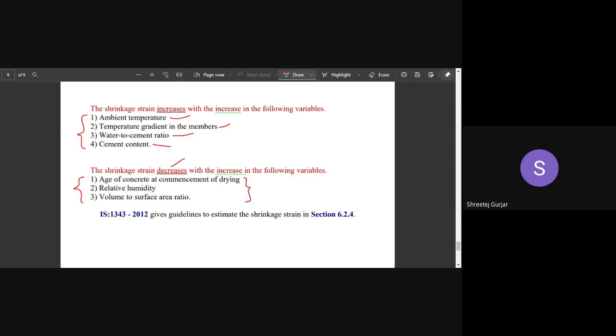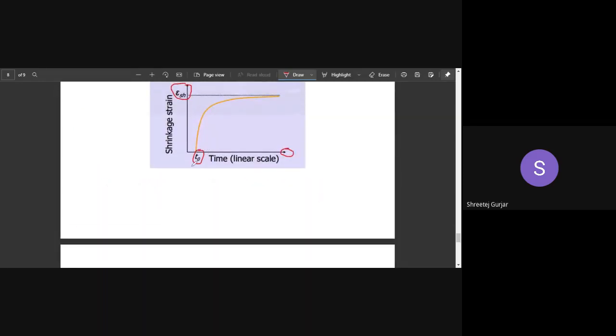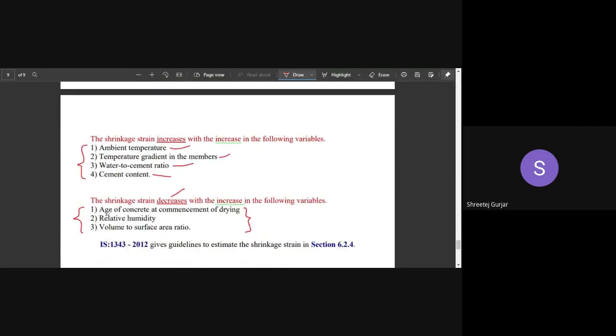If the age of concrete is more at the T naught value, there is lesser shrinkage that will occur. So we have to try to keep the age more whenever the commencement of drying occurs. This T naught value, right, is the point wherein the commencement of your drying starts. So we should try to keep the age of concrete as much as possible at your T naught. If the age of concrete is more, it will have more strength, more stiffness and all those things. So it will cause lesser drying, which will lead to lesser shrinkage.